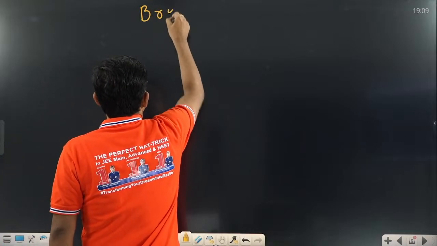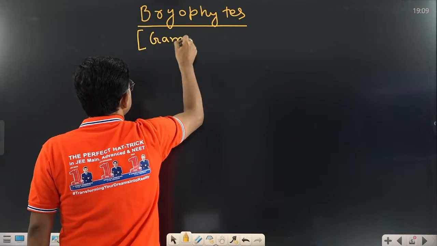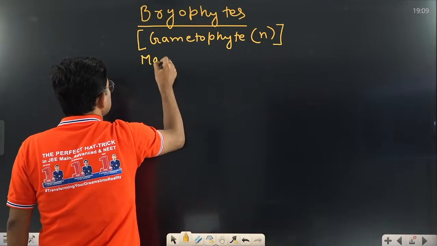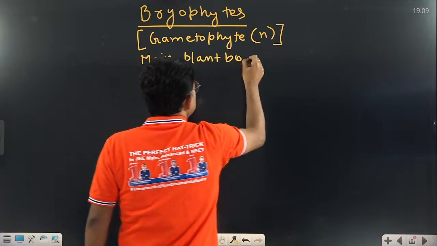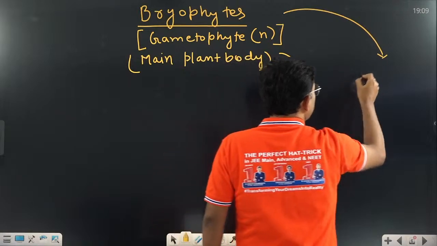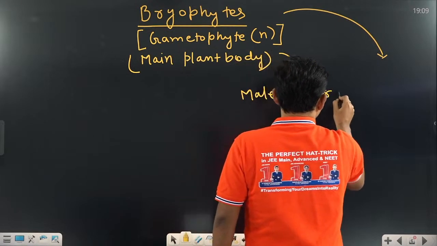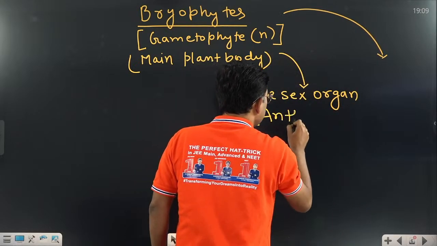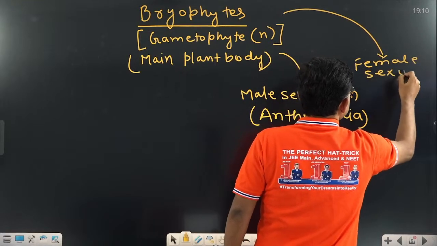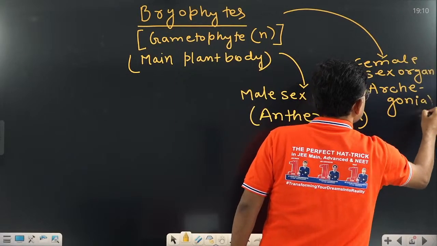First, in bryophytes, the main plant body is called the gametophyte, which is haploid. This main plant body has two sex organs: the male sex organ, called antheridia, and the female sex organ, called archegonia.